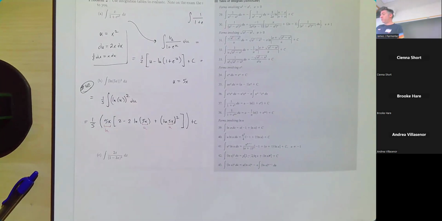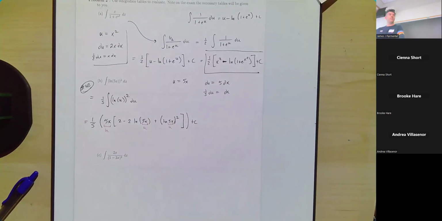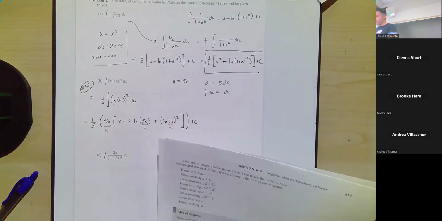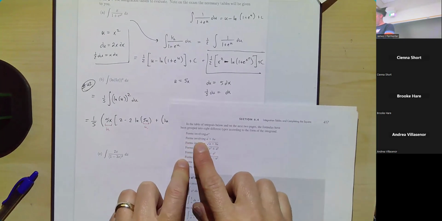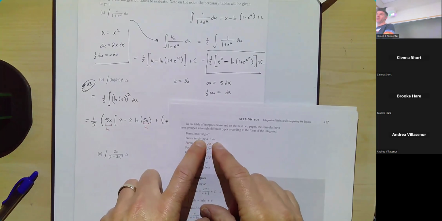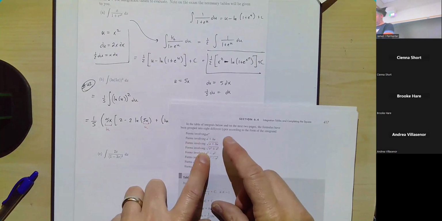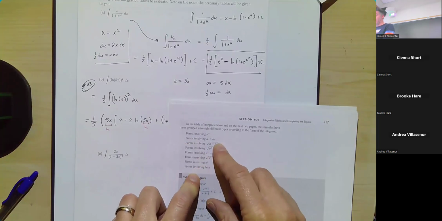Just, I know you need to be as efficient as possible with your time because you have a limited amount of time. And finally, 2x over 1 minus 3x squared. So again, I'm looking at forms. Looking at my list here, I'm looking for forms involving a plus bu, right? A constant plus a constant times my variable. I don't want a square root. I don't want my variable squared. So yeah, it's got to be that one.